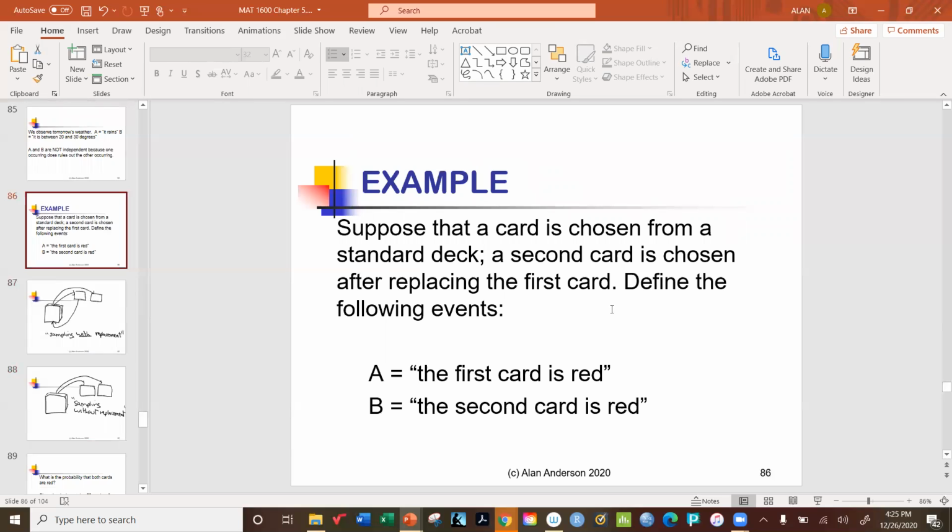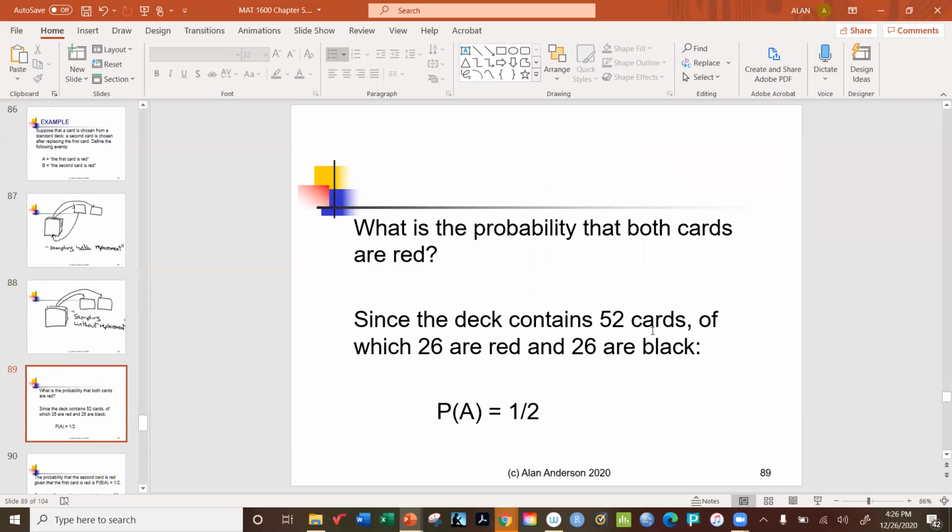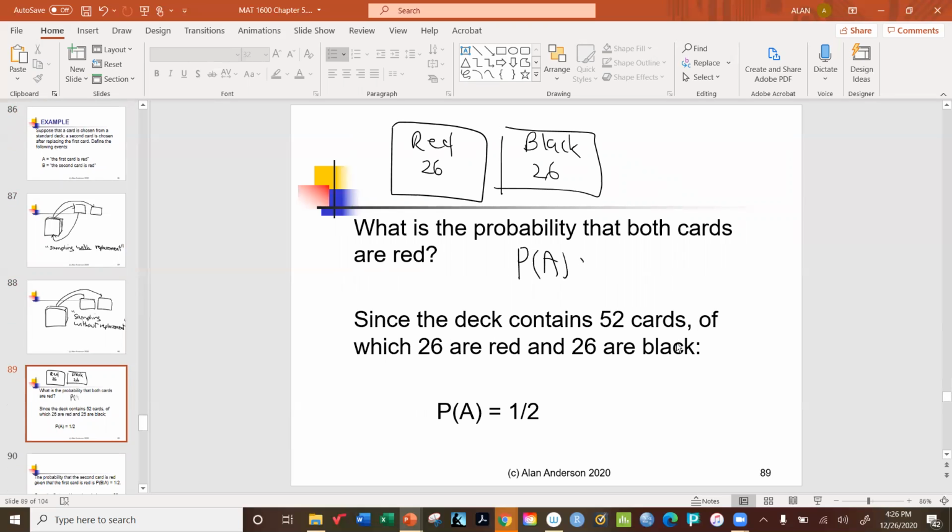Now, because we're sampling with replacement, it should be clear that the two events are independent of each other. Okay, what's the probability that both cards are red then? Well, we know already that a deck of cards has 52 cards, of which half are red and half are black. So each of these events independently of each other, the probability of A is a half, because there's only 26 red cards in the deck.